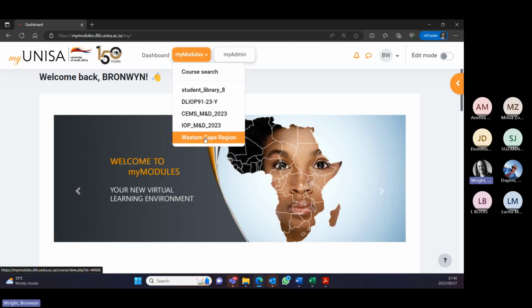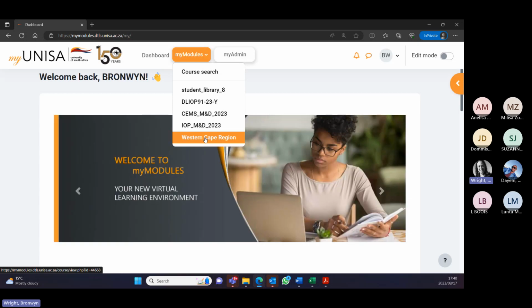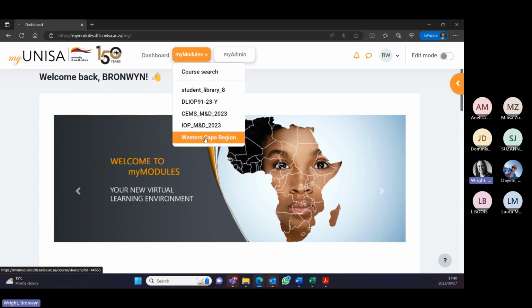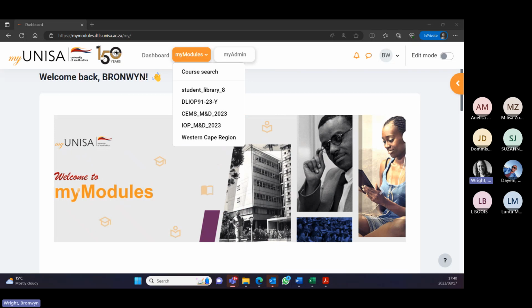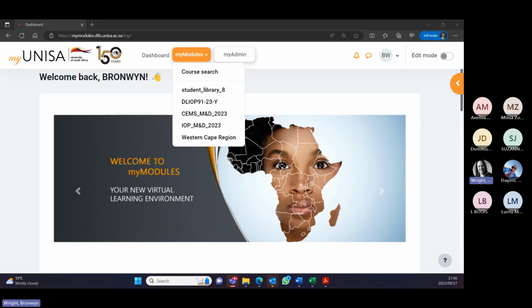Now, if you do not see this icon, Western Cape region, it means that we haven't linked you to the Western Cape region portal. We usually do this at the start of the semester, so there might be one or two students who paid a little bit later. If you do not see it, please send us an email to CTN-TUT. I'm going to quickly put the email address in the chat for you. So the email address is ctntut@unisa.ac.za. And when you send the email, please just indicate which module you are wanting to link up with so that we can add you to the mailing list as well.